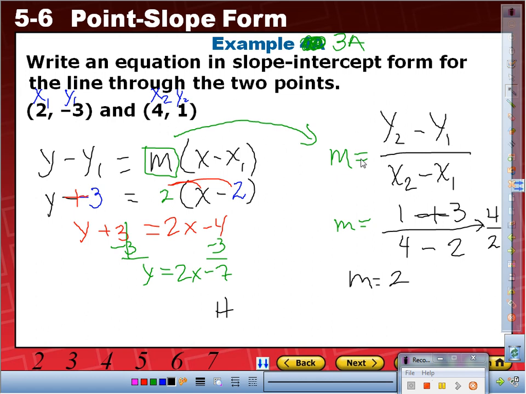So, same process. The only thing we were missing was the slope, and this is what you need to do to get the slope. So, homework. Page 301, numbers 1 through 35 odd.